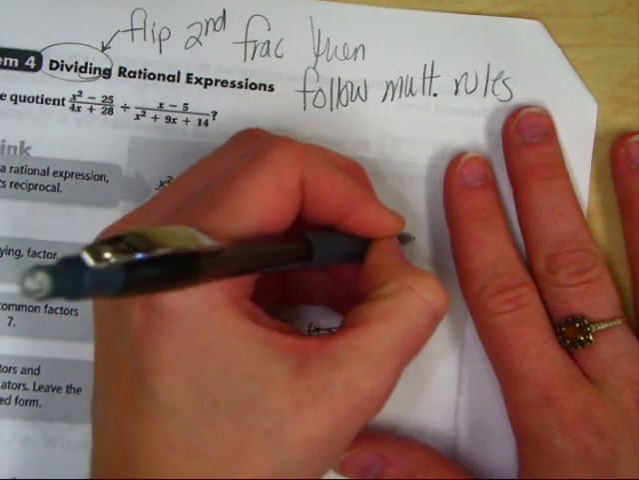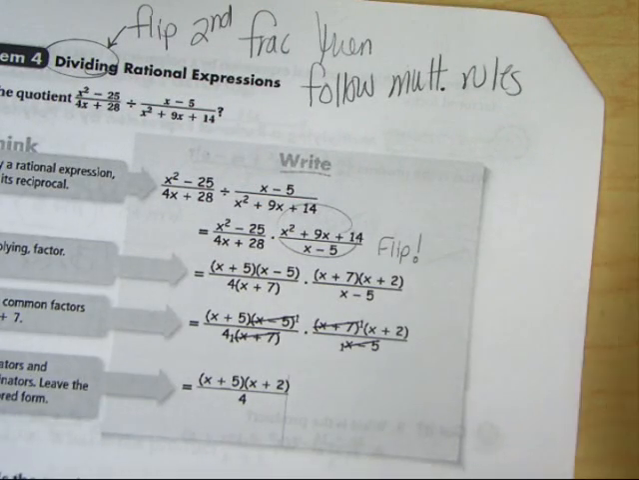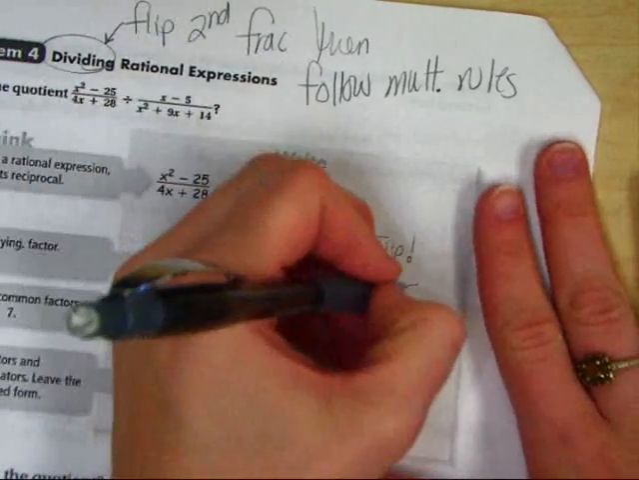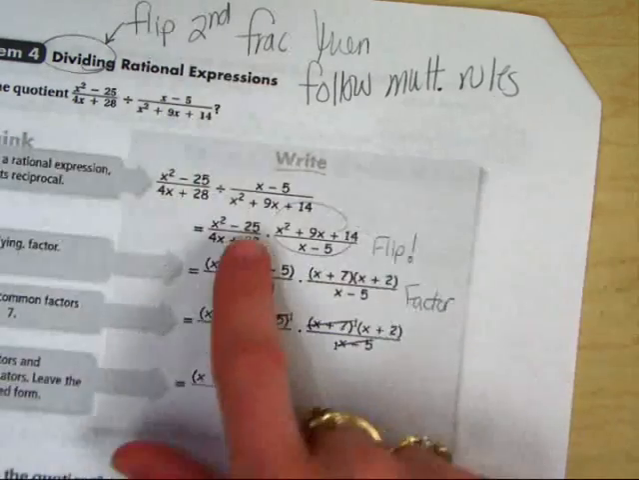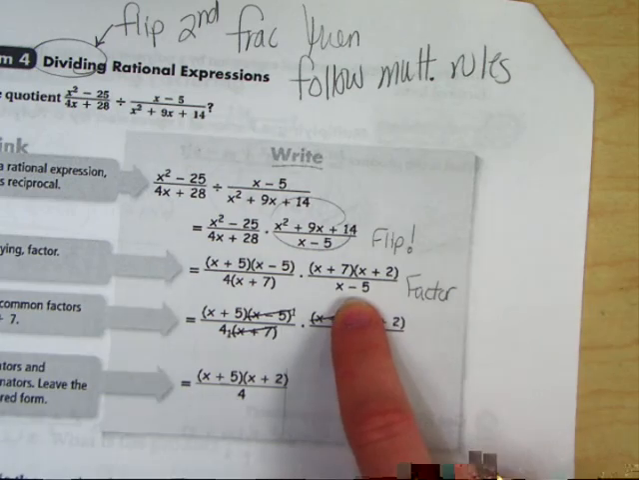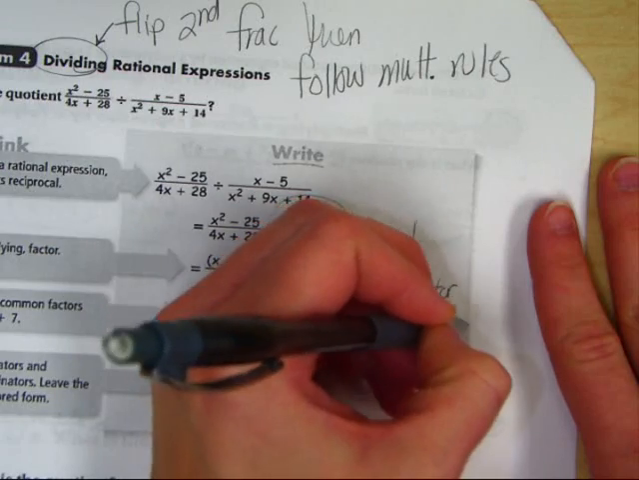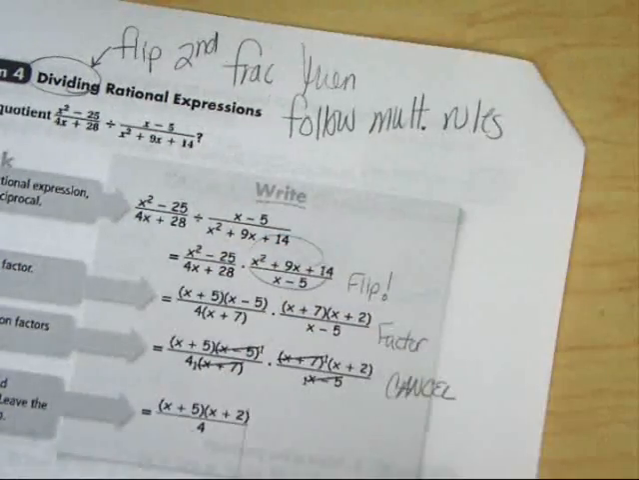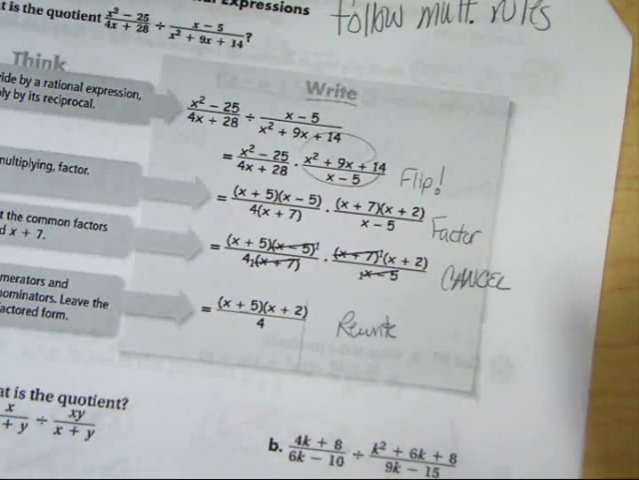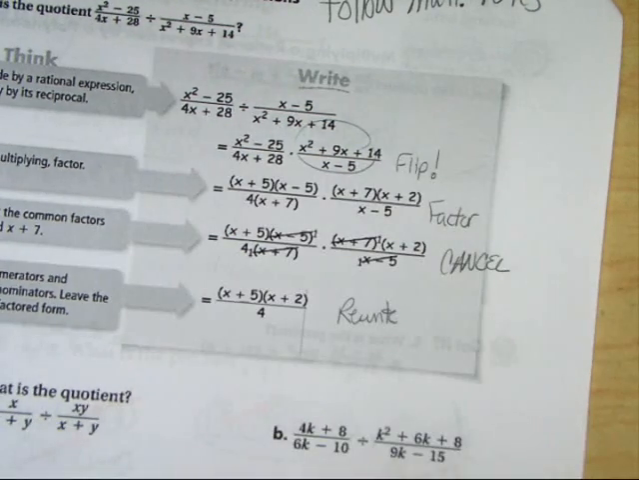Here's the original problem. Notice in the next step, they flipped it. They flipped the second. Okay, you can do that. That comes from 5th grade when you learned how to divide fractions. This is just a more complicated fraction. Notice in this step that they factored everything they could. They factored the difference of perfect squares. They took out a 4. They factored the trinomial. The bottom didn't factor. They canceled what they could cancel. And then the last step is they just rewrite the final answer. Let's try a couple of these following these exact same steps.